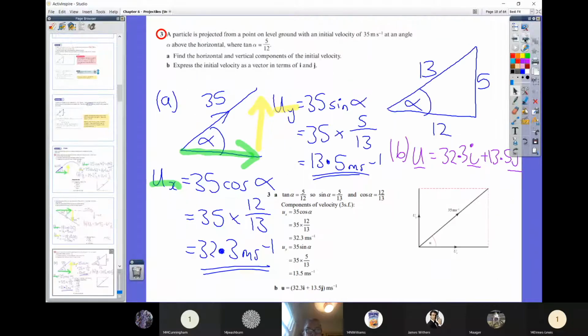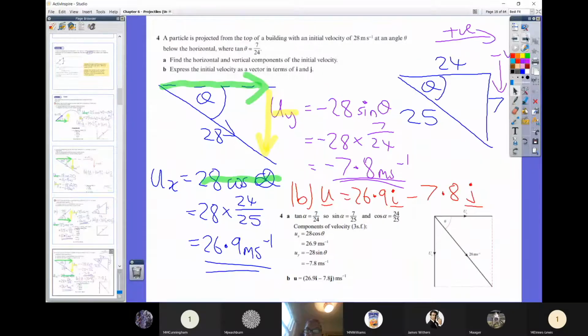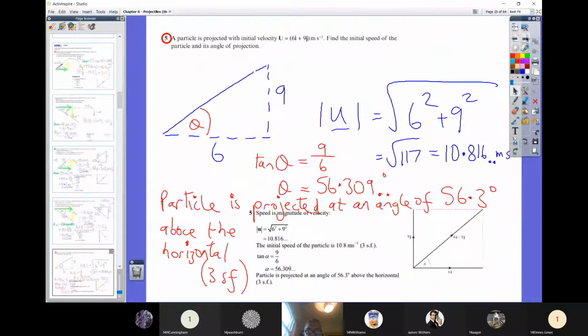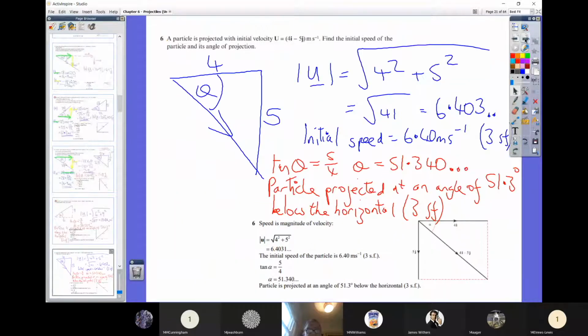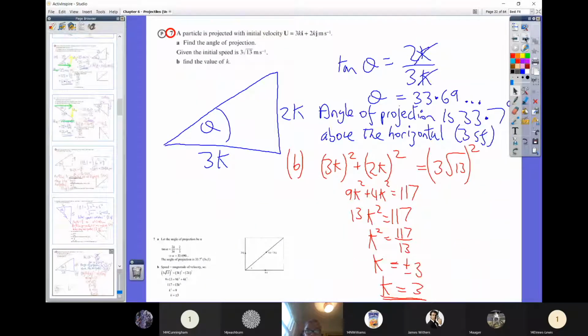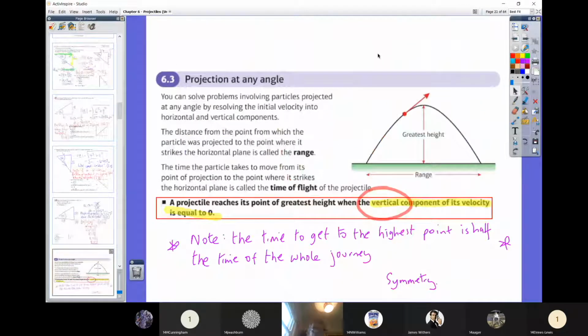Now, of course, if you want to go back and do these, please do. But I think this was at a very basic level, and I would rather we spent our time on 6c. So you can see all of these is just a bit of SOHCAHTOA and a bit of Pythagoras. Okay, there again, SOHCAHTOA and Pythagoras, and then we're on to where I want us to spend our time.